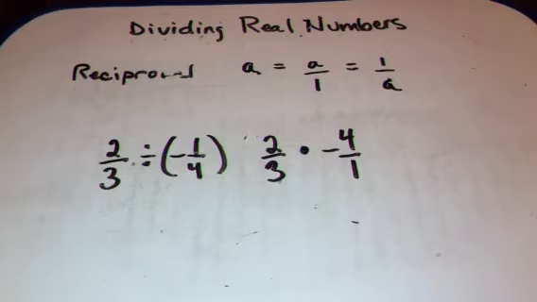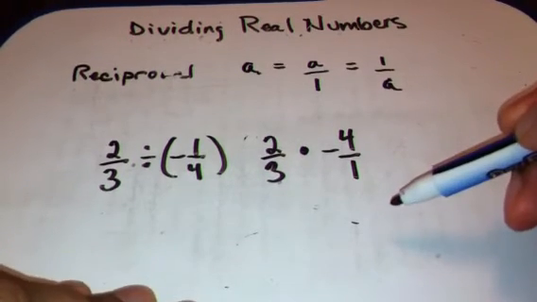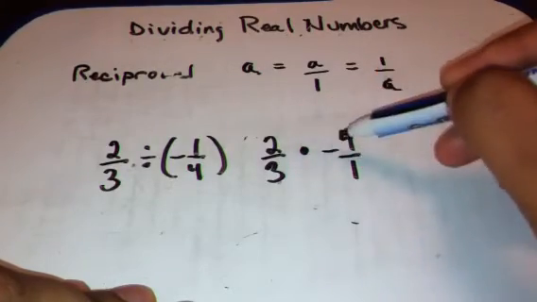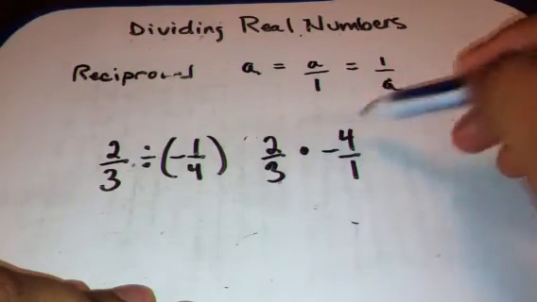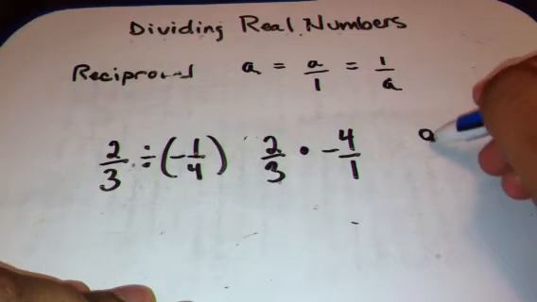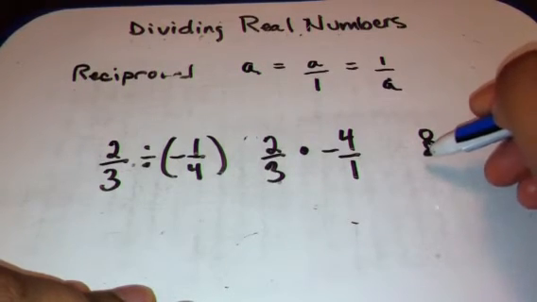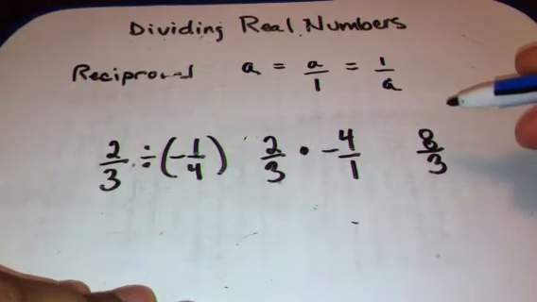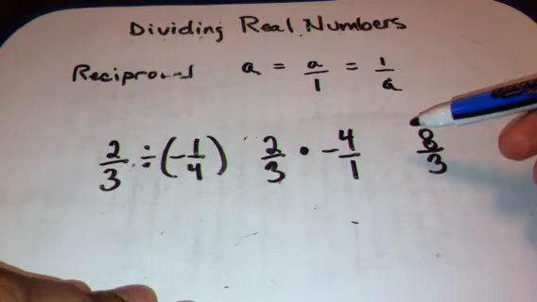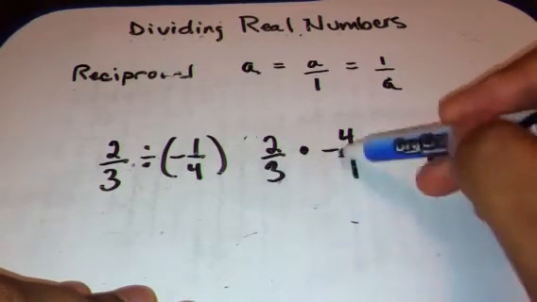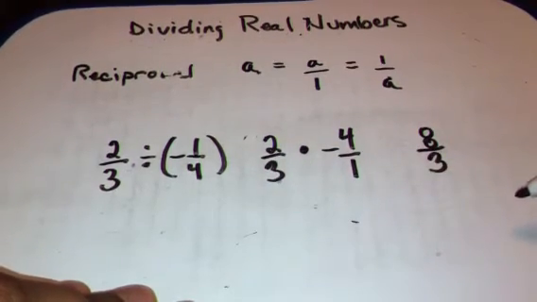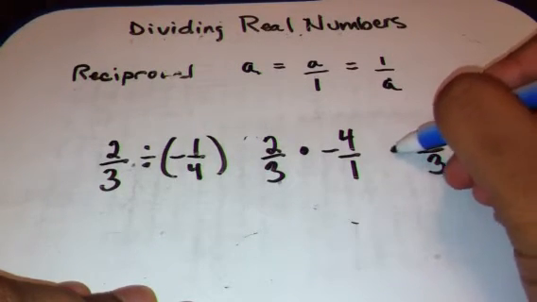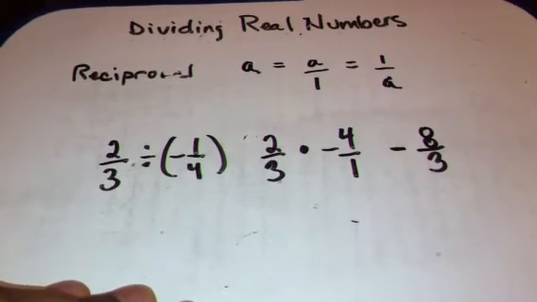Okay, so now that we've done that, we are simply going to multiply, left to right up here. 2 times 4 is 8. 3 times 1 is 3. So you have a new fraction, 8/3. Look at your signs. What do you have? Well, you have unlike signs. And as we studied in the previous lesson, our answer is always going to be negative when we have unlike signs. So you have a negative 8/3.